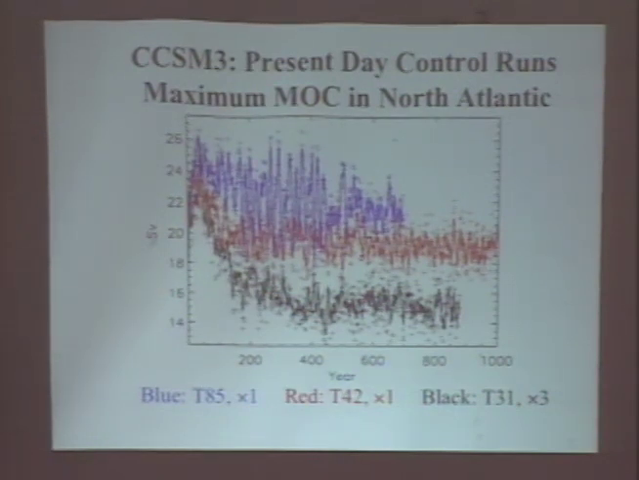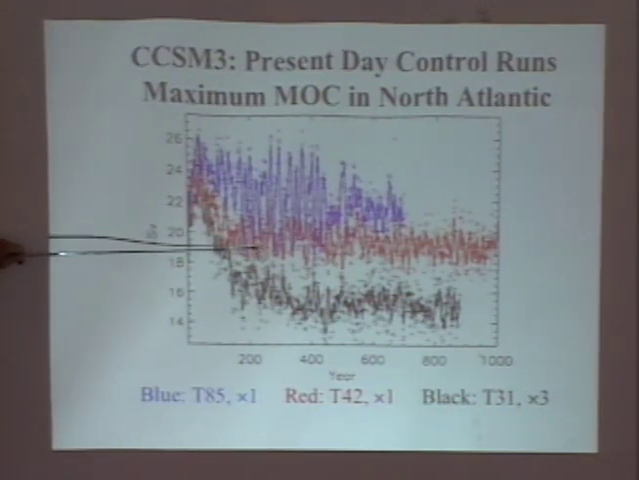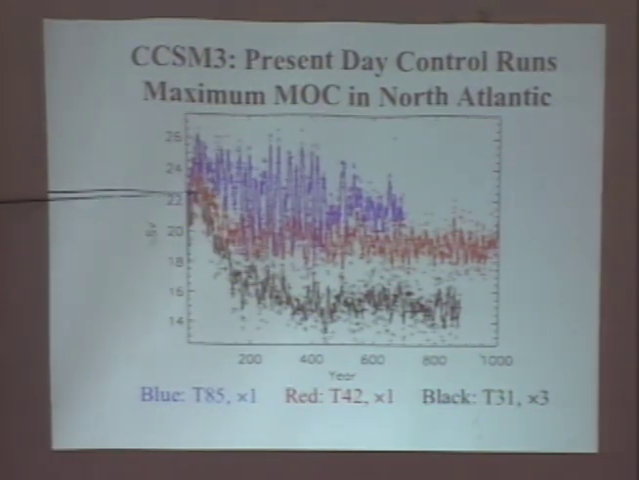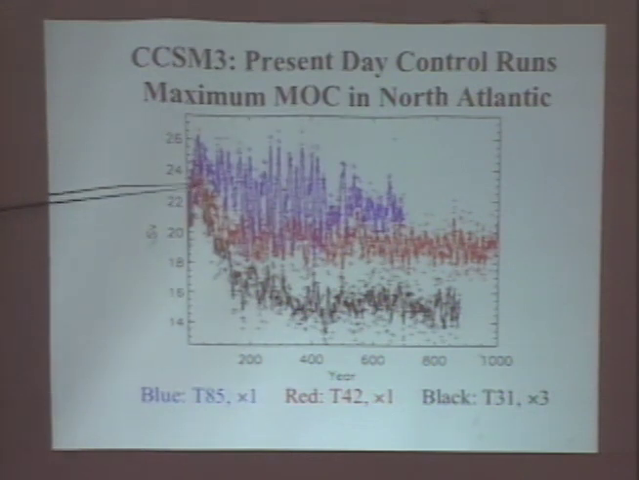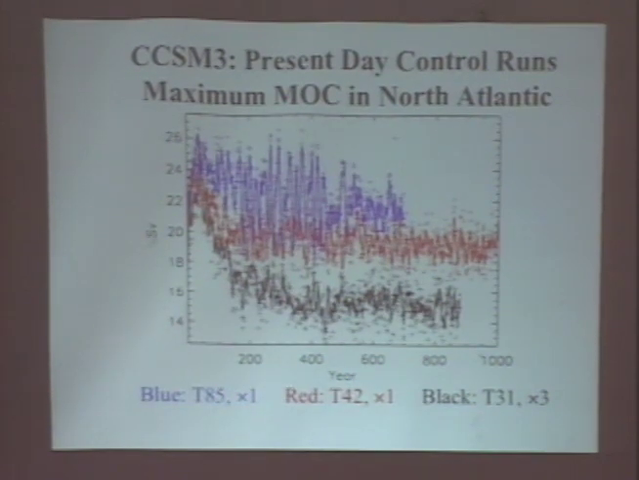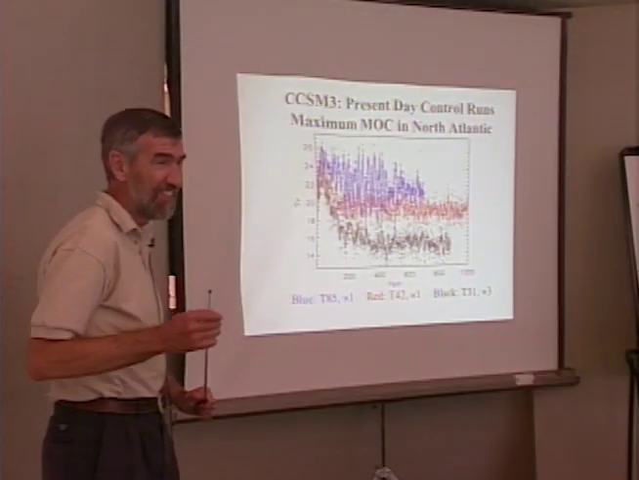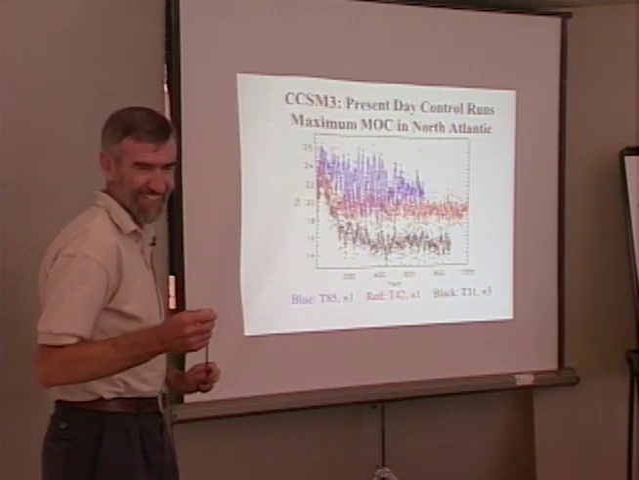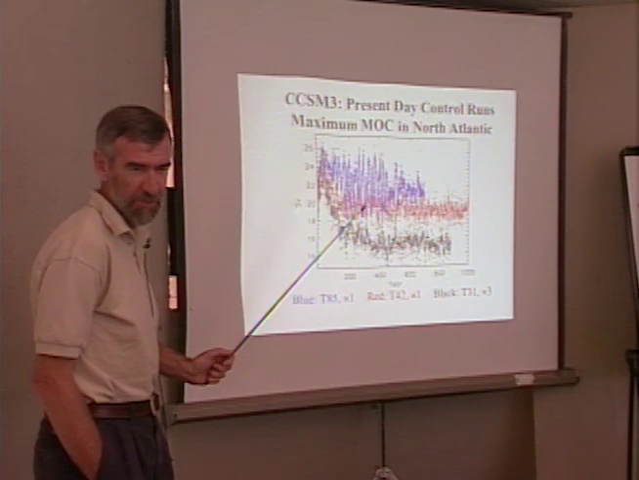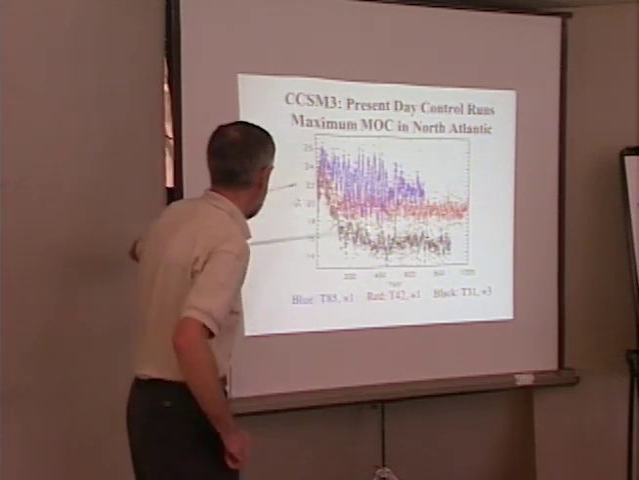and that allows more return circulation around the topography. The other thing to note is that in the present day climate, you get oscillations that are on the order of 6 or 7 sverdrups compared to a mean of something like 22. Does everybody know what a sverdrup is? Does anybody not know what a sverdrup is? That's a loaded question. It's 10 to the 6 cubic meters of water per second.